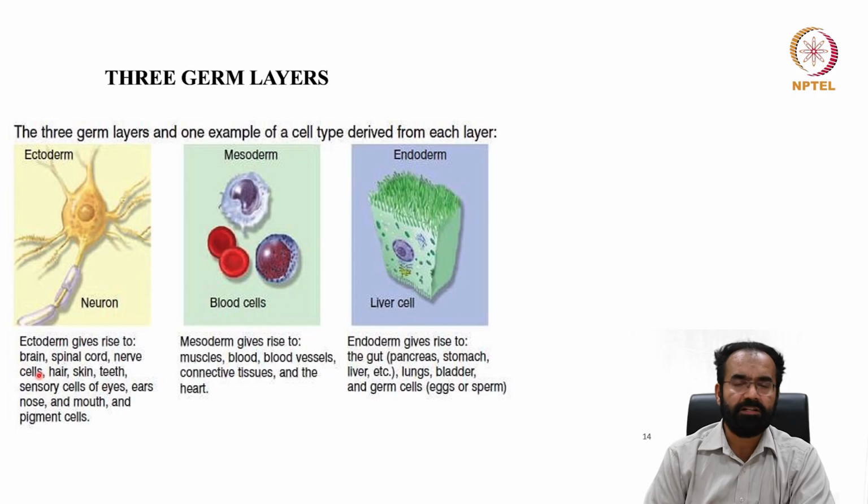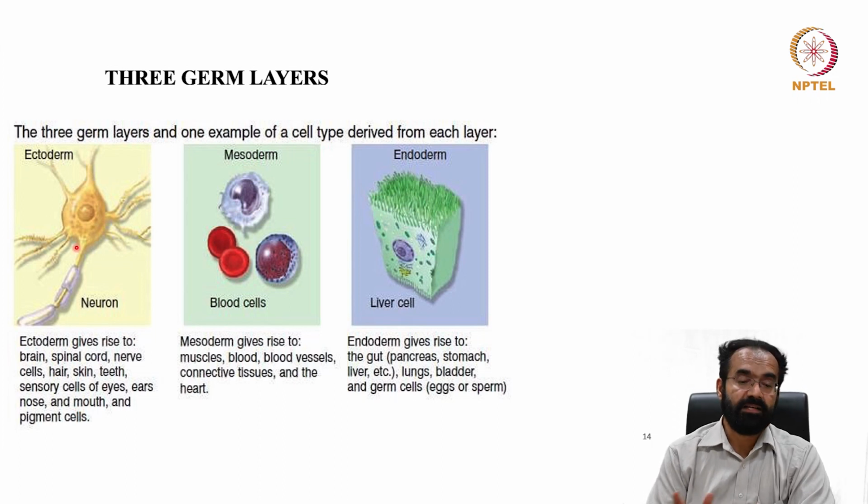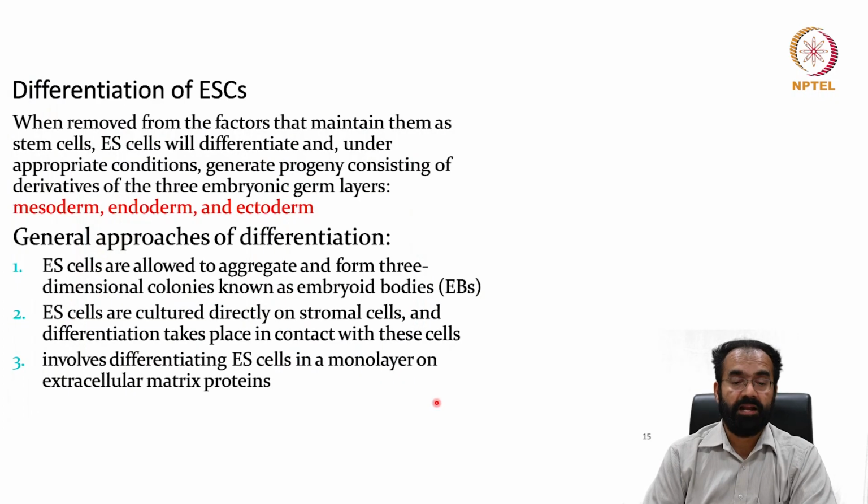So the ectoderm gives rise to a lot of tissues that include spinal cord, nerve cells, hair, skin, teeth, sensory cells, eyes, ears, and nose. To fix all these troubles, from a regeneration point of view, you can use stem cells that are initially pushed into ectoderm. Some of them are mesoderm-derived cells: muscle, blood vessels, connective tissues, heart, etc. And endoderm-derived cells: gut, pancreas, stomach, liver, lungs, urinary bladder, and germ cells, etc. come under endoderm-derived cells.